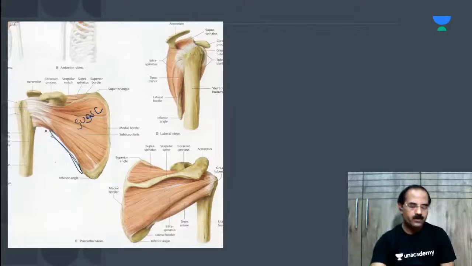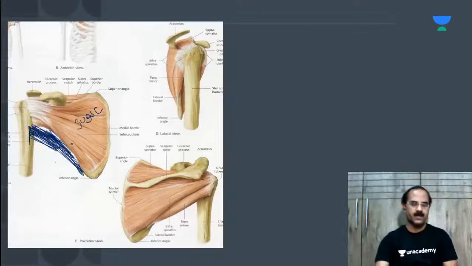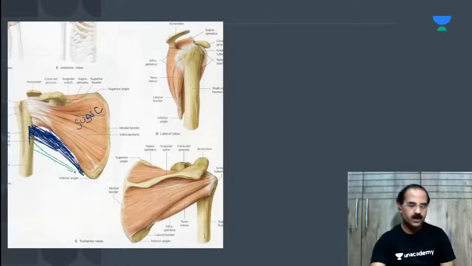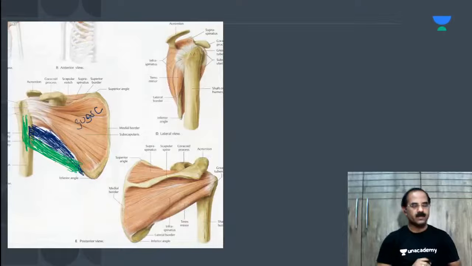At the lower border of the subscapularis, what is this muscle which is inserted on the medial lip of the bicipital groove? This would be the teres major, right? At the lower border of teres major, I'll be finding one more muscle, and this muscle is inserted into the floor of the bicipital groove. What is this muscle going to be? This would be the Latissimus Dorsi.